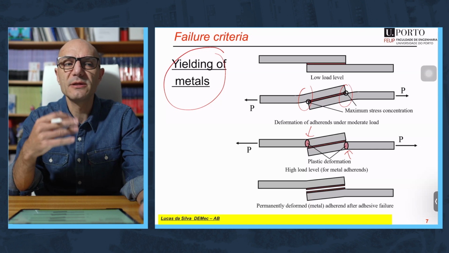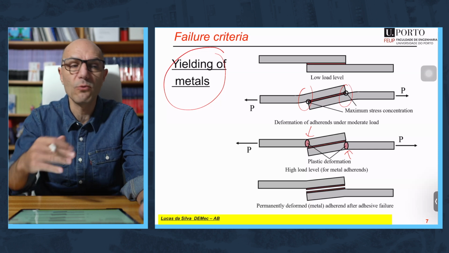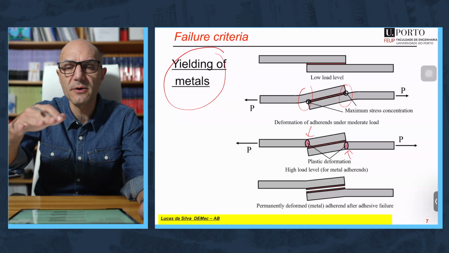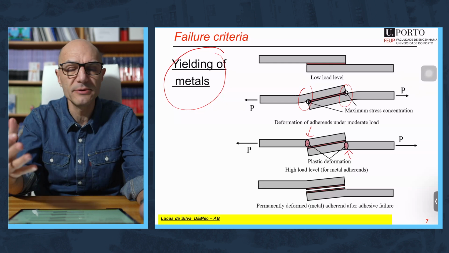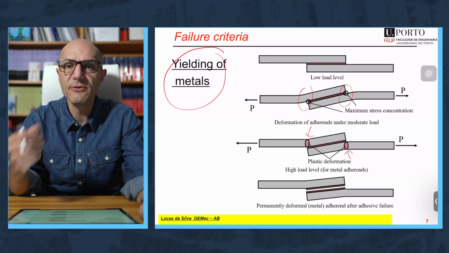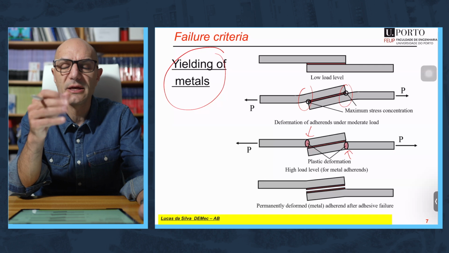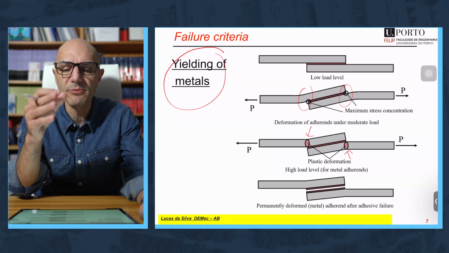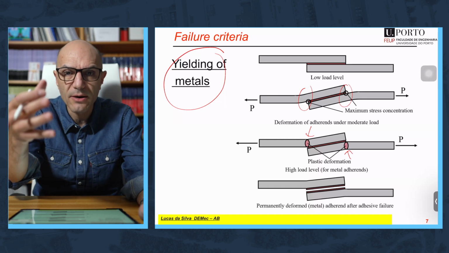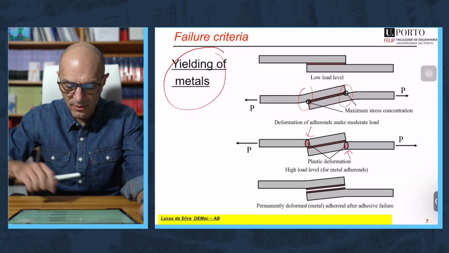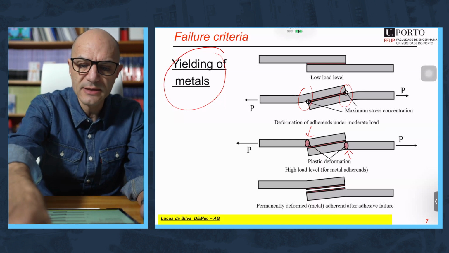But really, what initiates failure, what controls failure, what limits failure is the yielding point of the metal. And if you want to have a good prediction in this case, you simply have to determine the load corresponding to initial yielding of the metal. I'm going to show you two cases here.